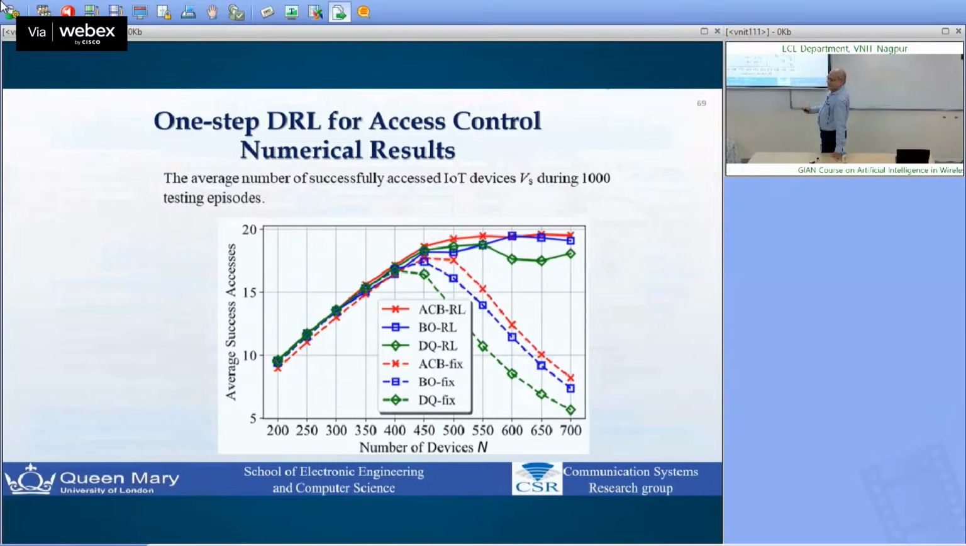Successful access is always highest with this number of devices. Or at least, I mean, that is what I believe. It should remain at least constant in the first part, so that we are managing a higher number of devices with our algorithms, our access control schemes.